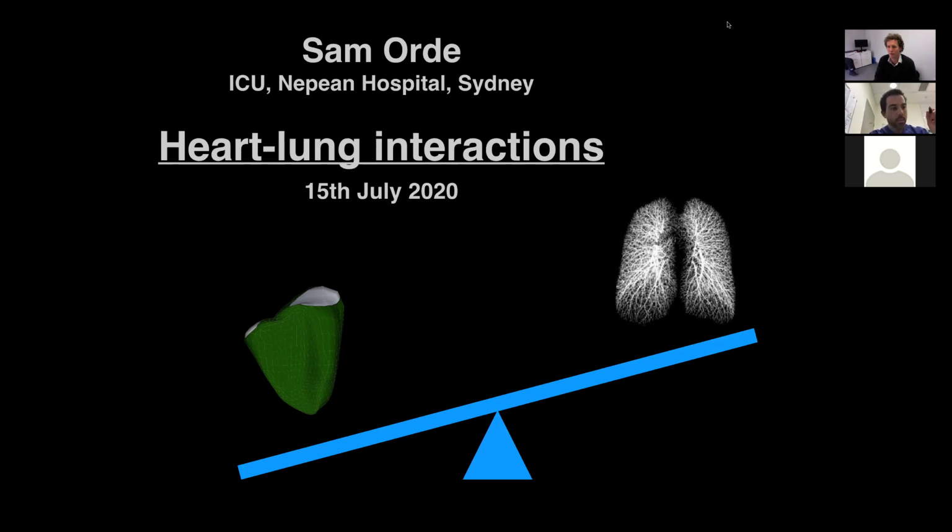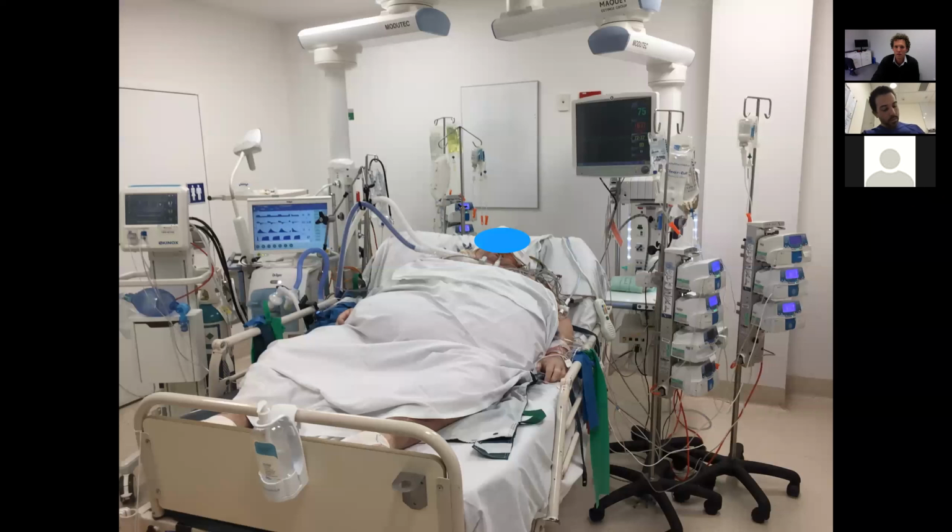We'll go through the fairly difficult to understand at times topic of heart-lung interactions, and we'll obviously have this with a particular relevance towards the critically ill. So we'll start off with a simple case. We're going to start off slowly and build up in complexity, all right?